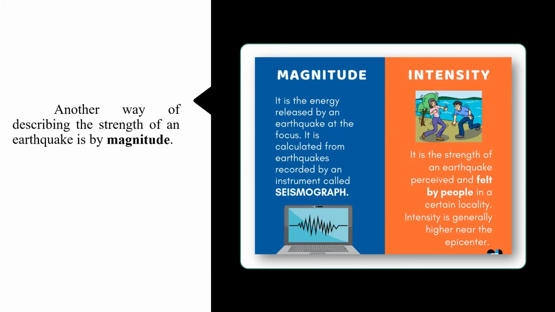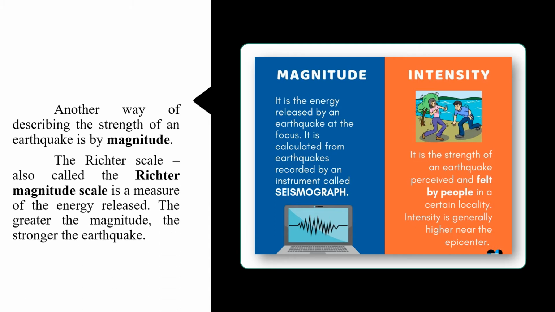Another way of describing the strength of an earthquake is by magnitude. According to the Richter scale, also called the Richter magnitude scale, it is a measure of energy release. The greater the magnitude, the stronger the earthquake. Take note, the seismograph is the device used to measure how huge or strong the magnitude of an earthquake is.